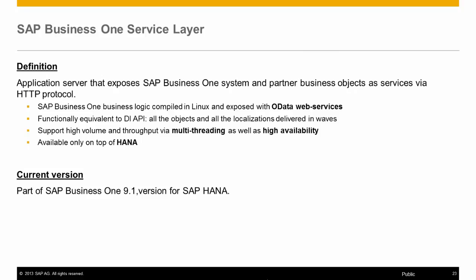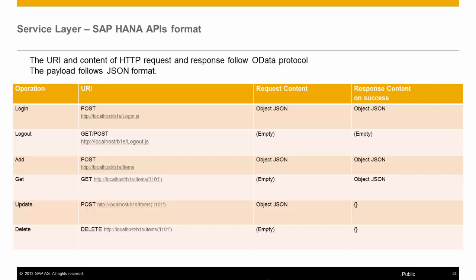While the service layer is specific to HANA, the SAP Business One Studio SDK and SAP Business One integration framework work with both SAP HANA as well as Microsoft SQL Server. The service layer uses HTTP requests and responses back to SAP Business One following the OData protocol, and both HTTP and OData are industry standard protocols. You will also note that the payload of the response and request is in JSON, or JavaScript Object Notation, which is a lightweight data interchange format. It is easy for humans to read and write, and it is easy for machines to parse and generate.